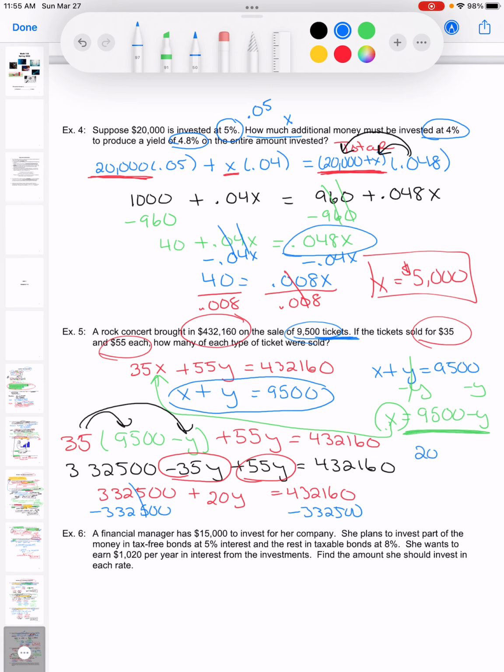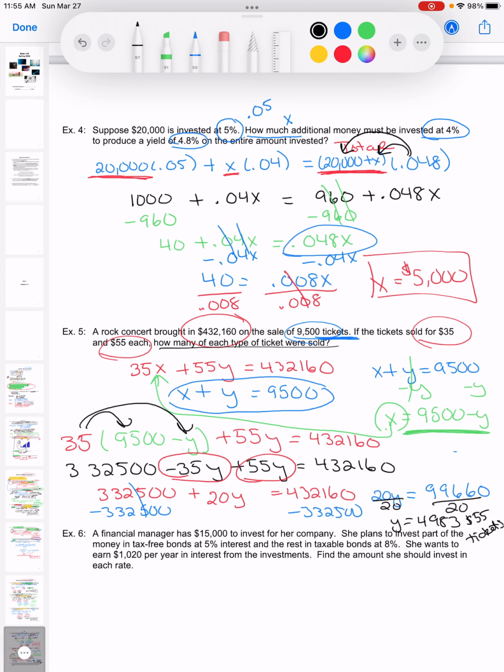So I'm going to get 20Y. Ooh, I don't think I'm giving myself enough room over there. Right over here. 20Y is going to be equal to 99660. I'm going to divide both sides by 20. So Y is equal to 4983. So Y are the $55 tickets. So these were the $55 tickets.